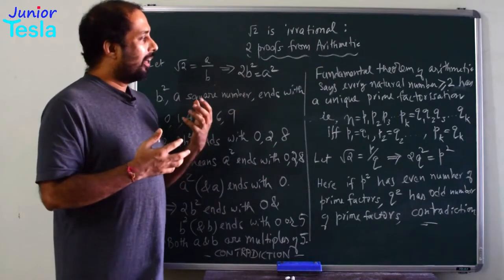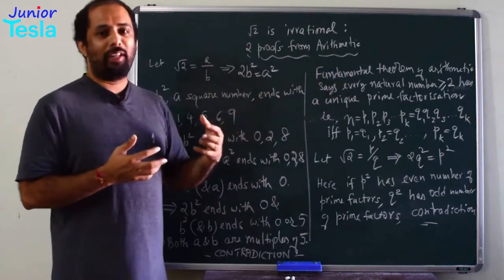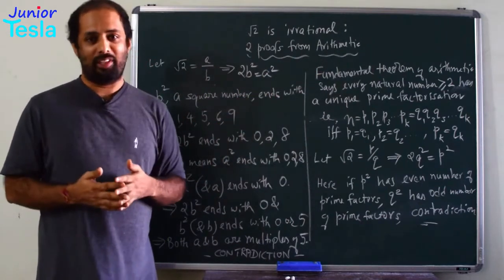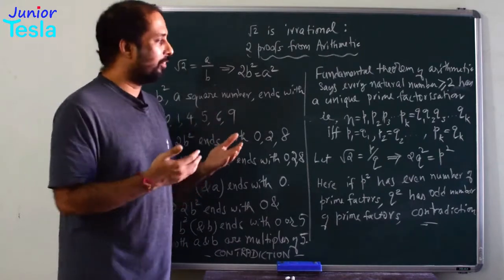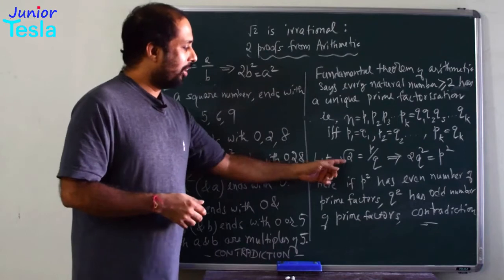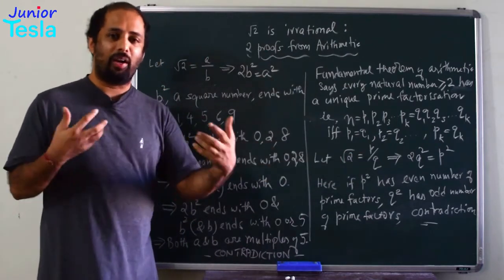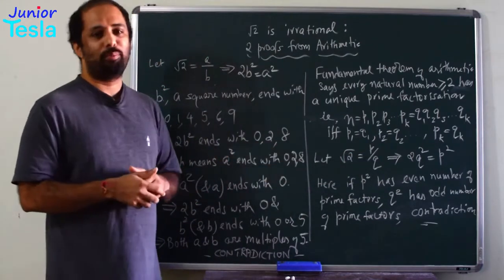Now, using this property, we are going to show that root 2 is irrational. Again, we are going to assume that root 2 is a rational number, so it is written in the form p by q. Okay, so if it is written in the form p by q and we square on either side, then 2q square is equal to p square.